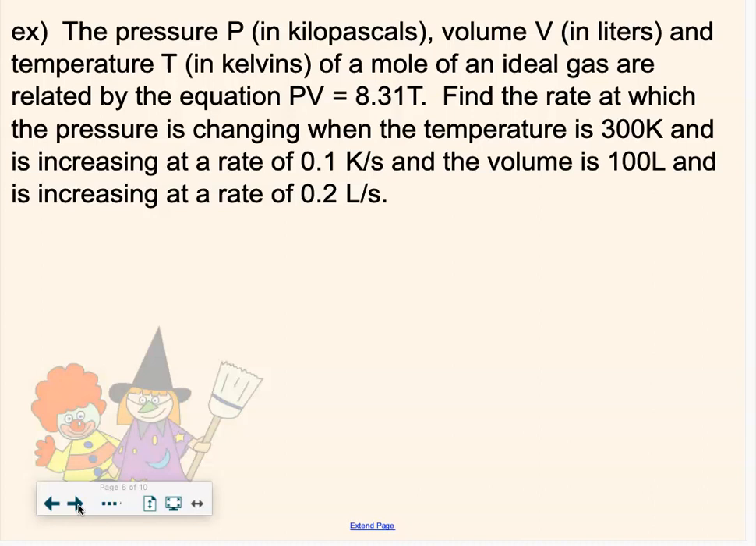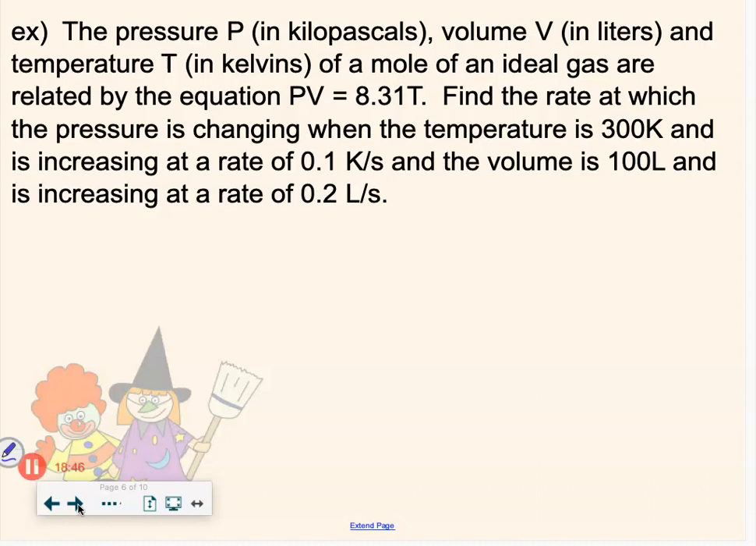You could absolutely do this with related rates without ever having walked into Calc 3, right? You could do some implicit differentiation with a little bit of product rule mixed in. So you'd have dP/dt times V plus P times dV/dt equals 8.31 dT/dt, plug in all your numbers and solve, right? You could do that. We are going to do this using differentials.